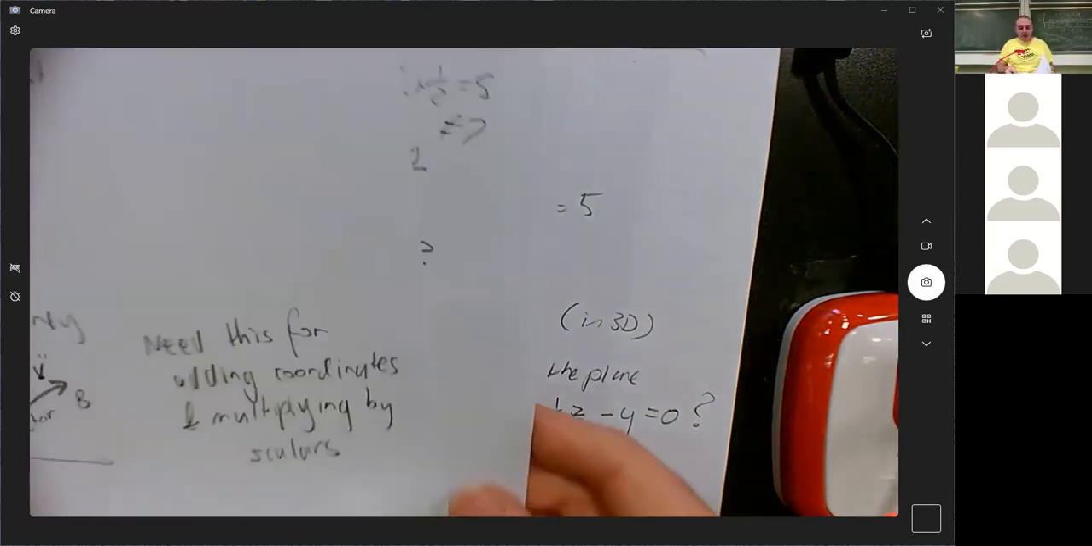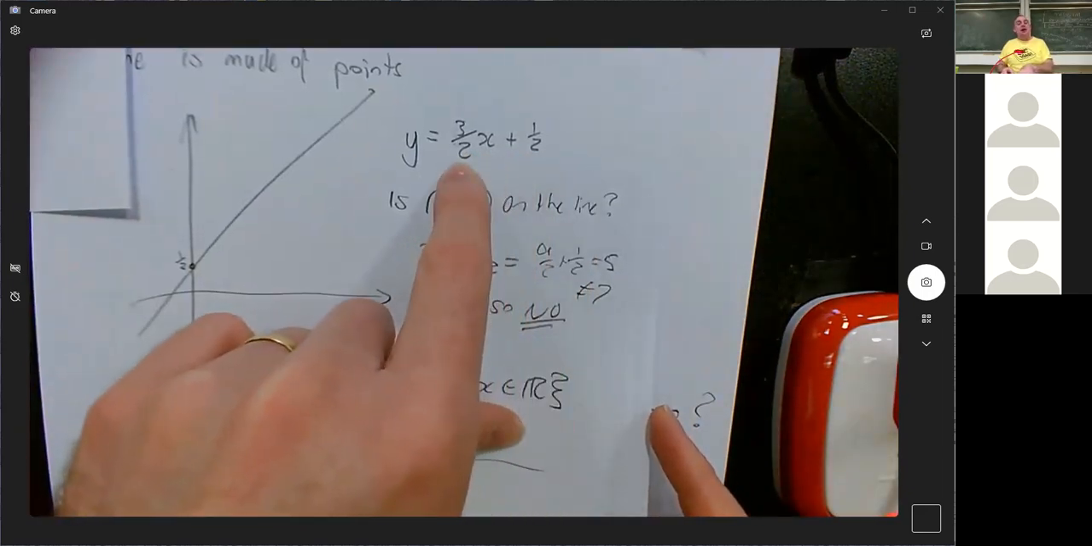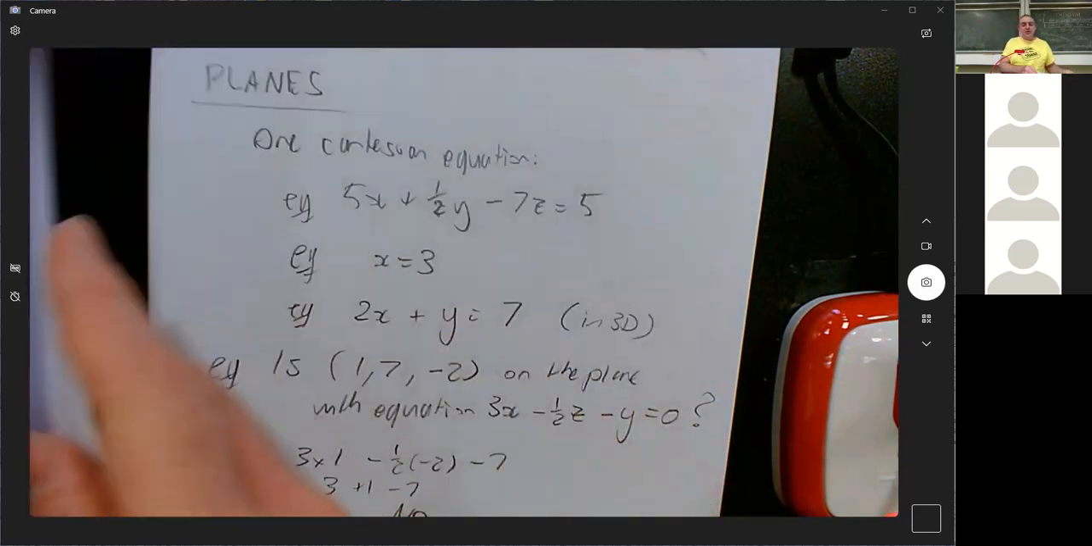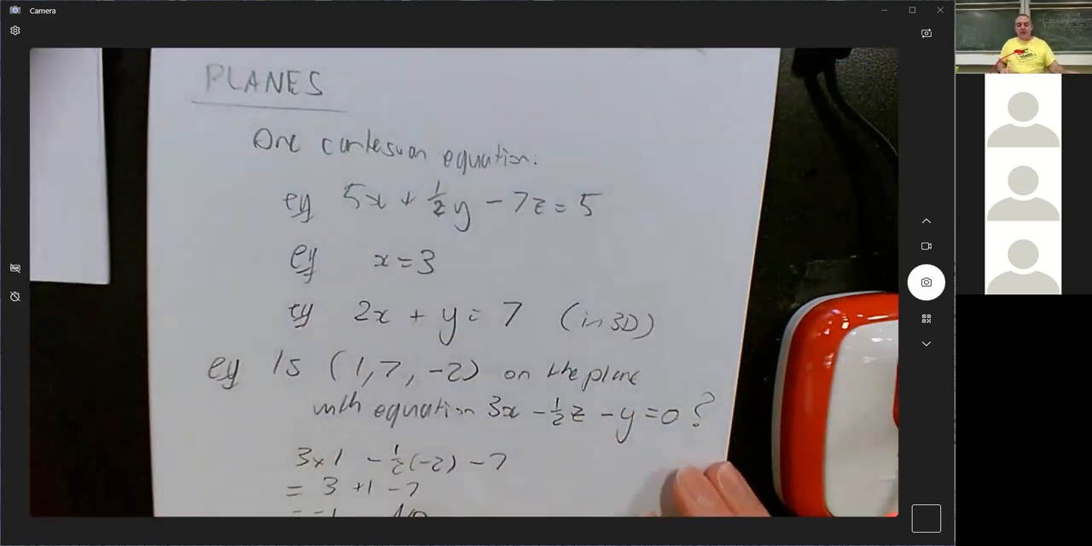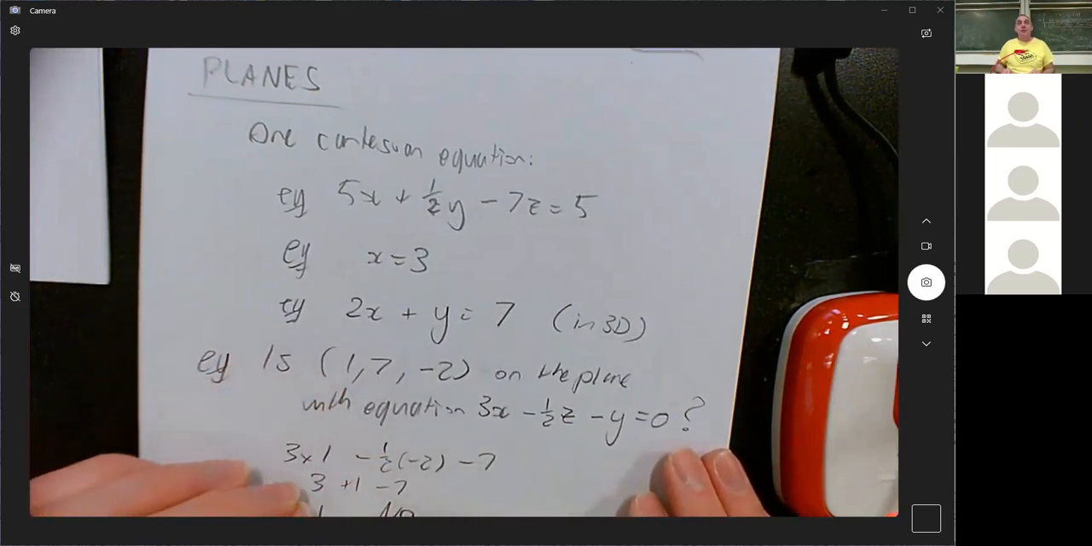But here's the thing. Just like this equation, different pieces of it told us information about the line, like this is the y-intercept and this is the slope. Different pieces of the different kinds of equations tell you information about the object that you're interested in, if you write it in the correct way.